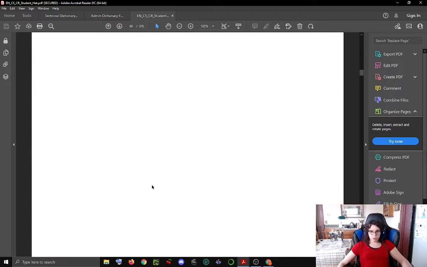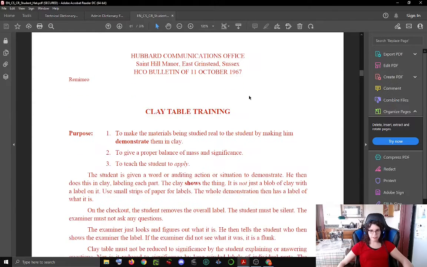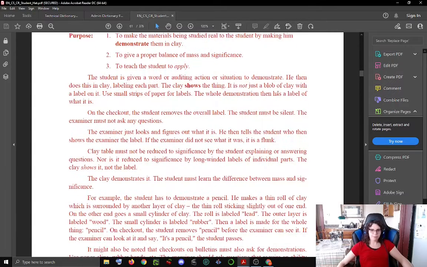Alright, well, that one was short. Clay tables. Here we go, 11th of October 1967, clay table training. The purpose is to make the materials being studied real to the student by making him demonstrate them in clay. 2, to give a proper balance of mass and significance. 3, to teach the student to apply.